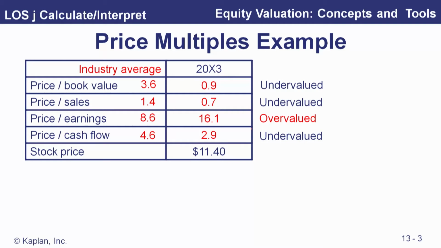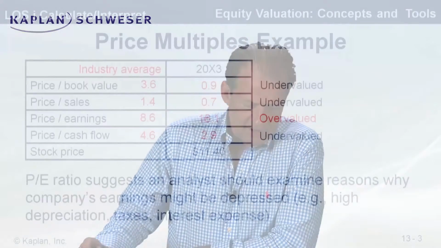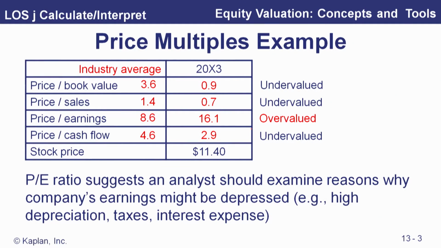That's overvalued. And so that's the start of our analysis, and now we want to know, are earnings going to grow? I don't think we can expect the industry average to increase from 8.6 to 16. So in order to justify this, we'll need some growth in earnings. It says here, the PE ratio suggests an analyst should examine reasons why the company's earnings might be depressed: high depreciation, taxes, interest expense, some write-offs, impairment charges, losses. Maybe some of that's temporary. You can see better numbers in the future.